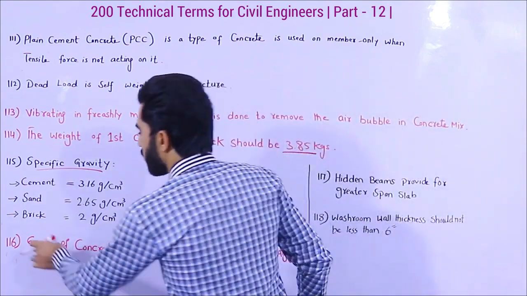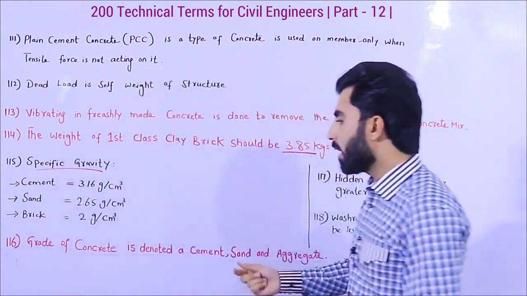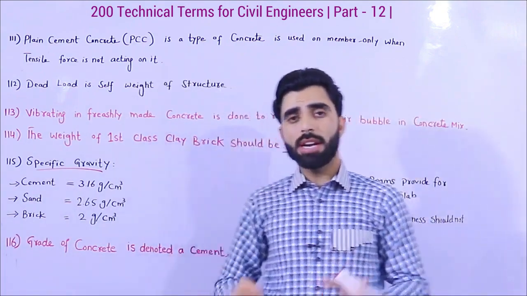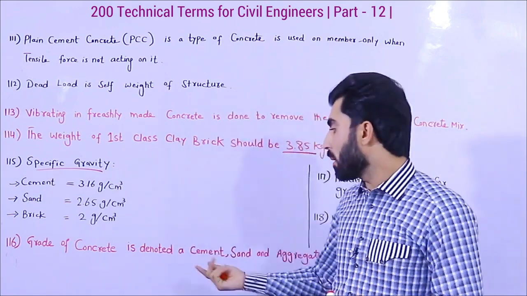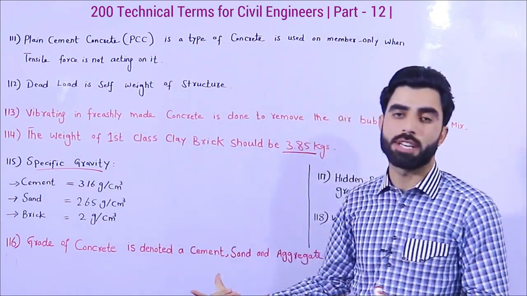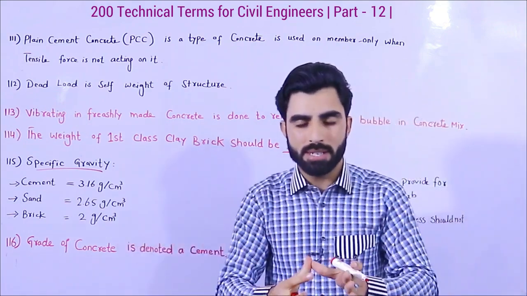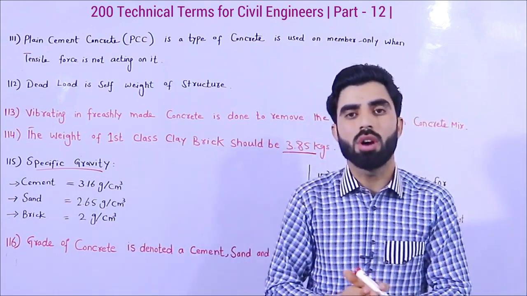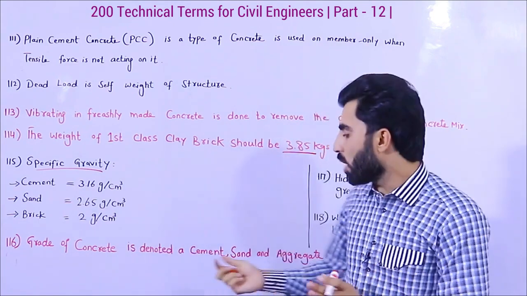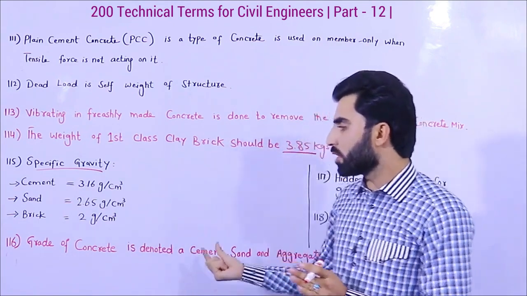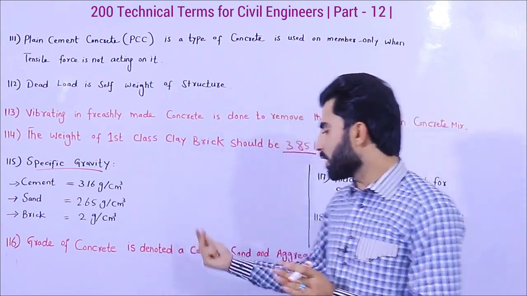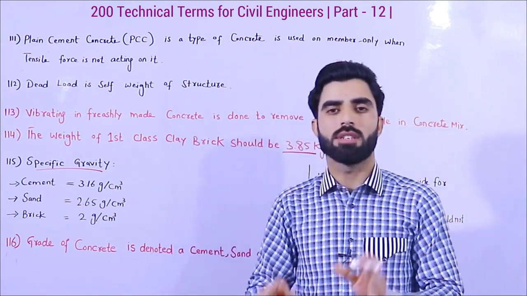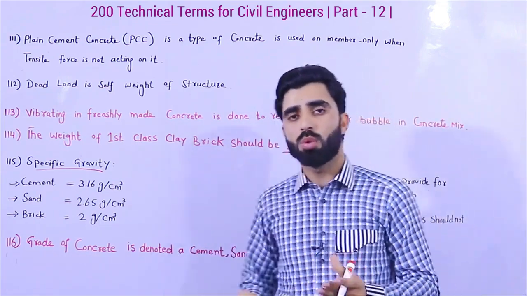Okay, the term number 116 is grade of concrete. If someone asks you what is grade of concrete, grade of concrete is denoted by cement, sand and aggregate. When we combine cement, sand and aggregate, and water, that is called concrete. But water we can't mention here, because in grade of concrete we have three things: cement, sand and aggregate, and we have different grades of concrete for different RCC structures, for different members. So what is grade of concrete?